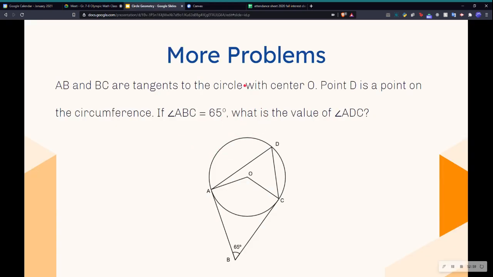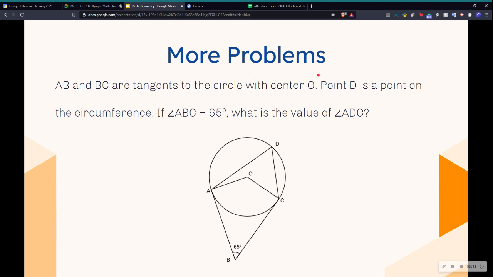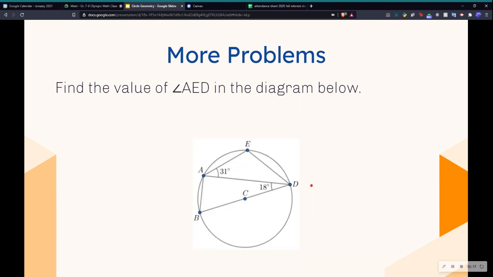Any questions about this problem? Okay, if there are no questions, I'm just going to move on over here. So find the value of angle AED in the diagram below. Give you guys a minute to figure this out.